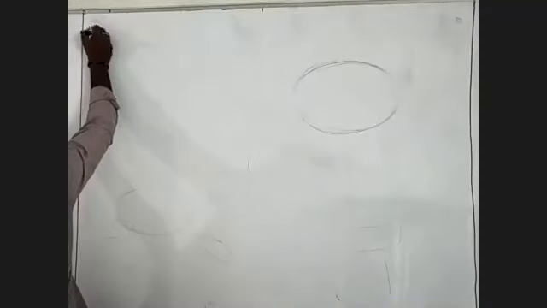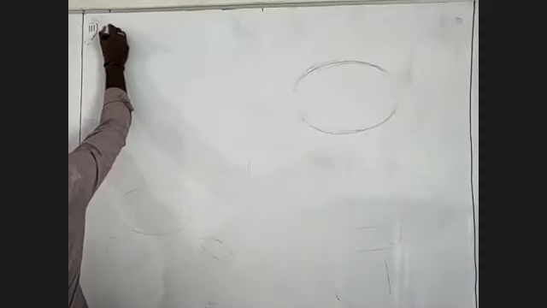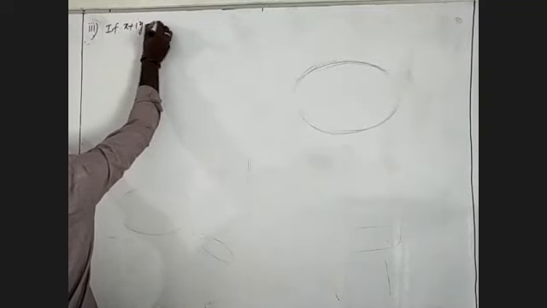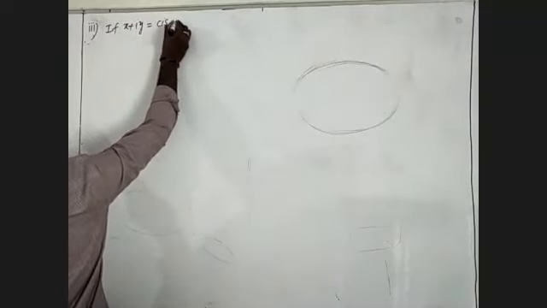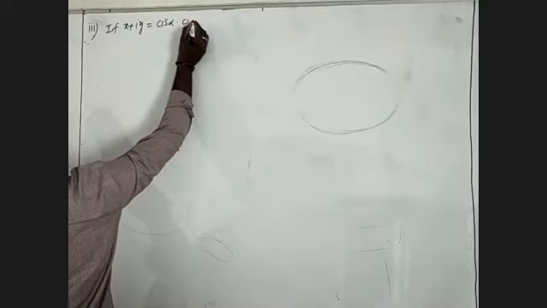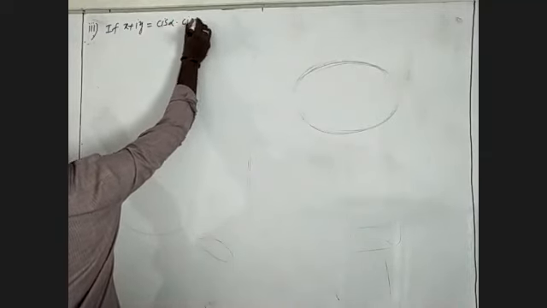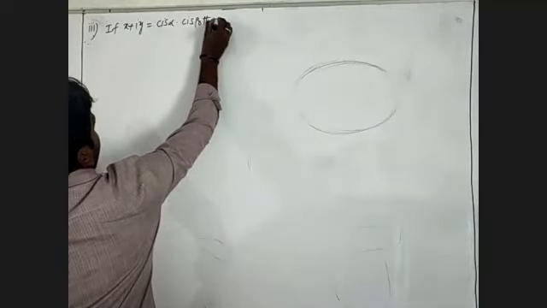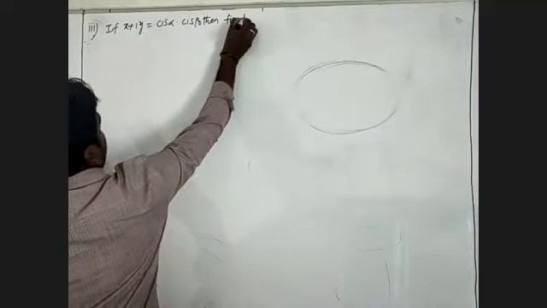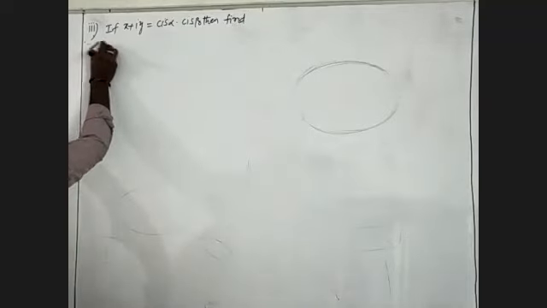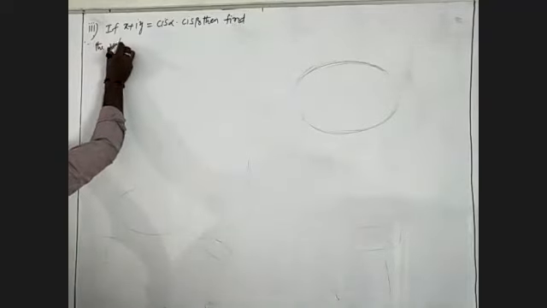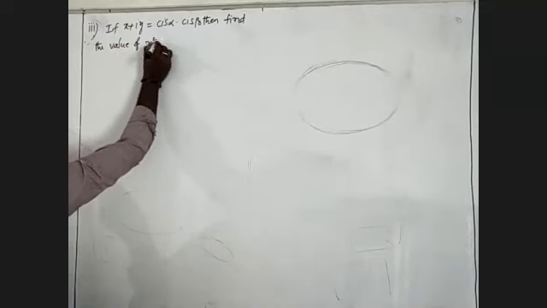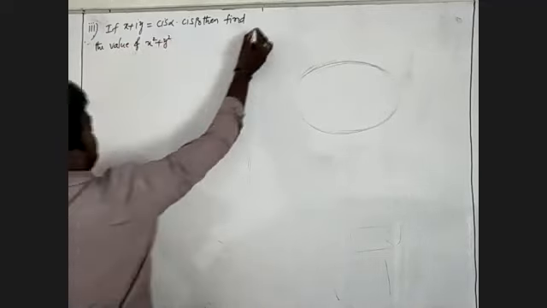Completed. Now I am going to the third problem, that is: if x plus iy will become cis alpha into cis beta, then find the value of x square plus y square.